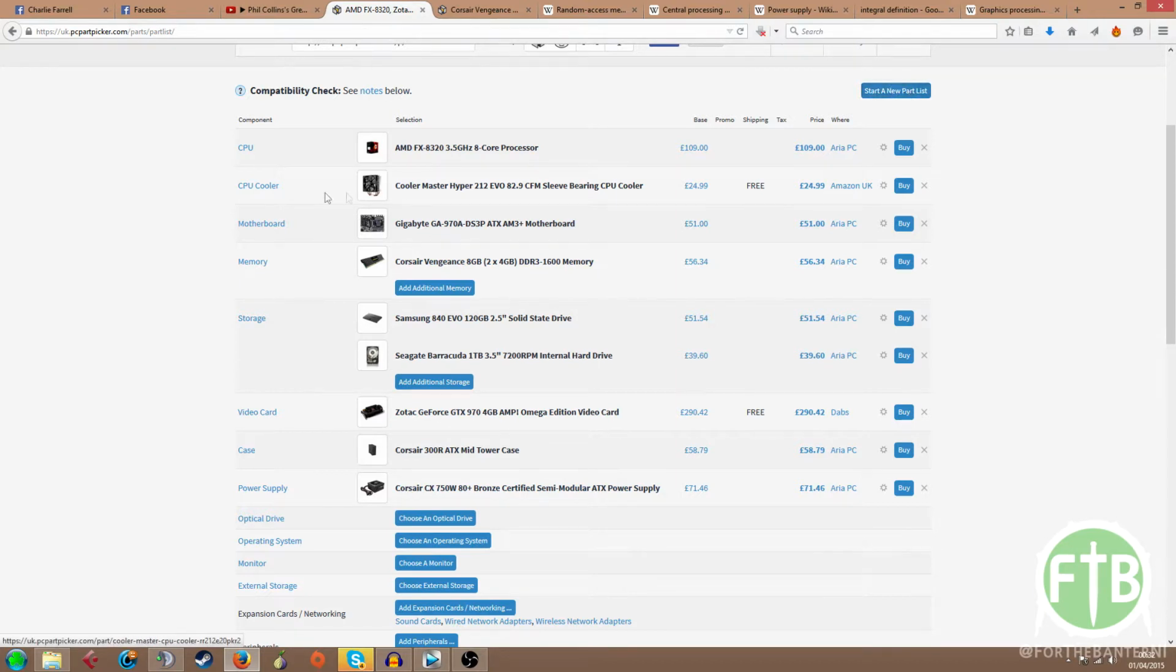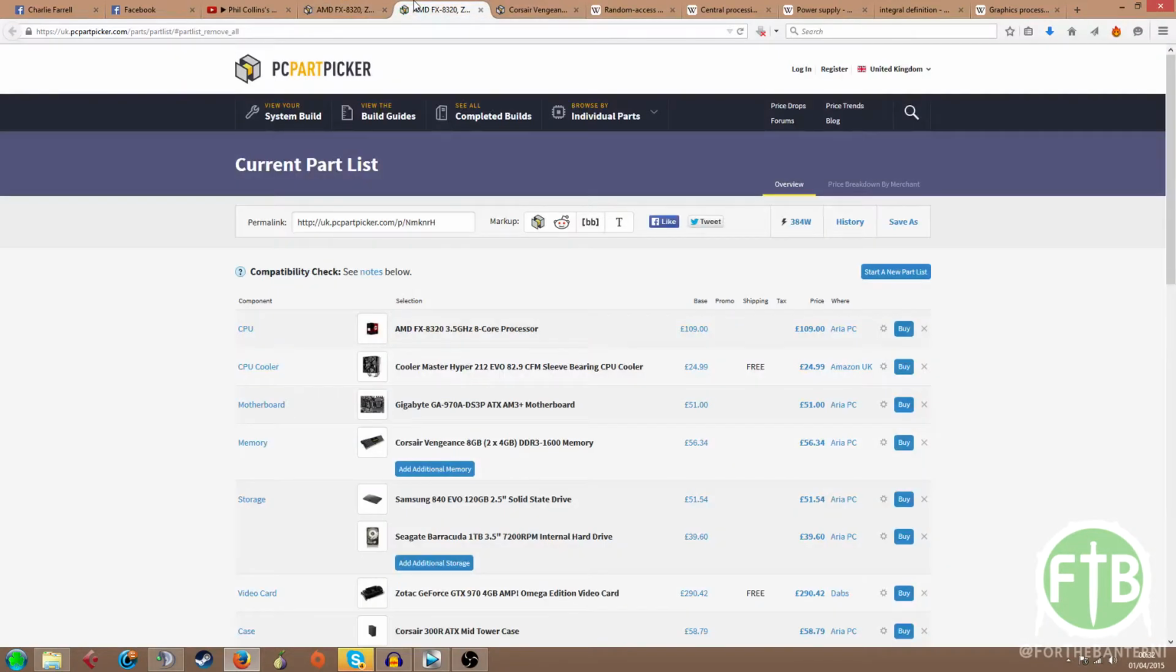It also gives you an estimated minimum wattage, which is a very handy thing. Basically, with your power supply, the different power supplies have different wattages, and for example, some of your computer parts may draw more power than others. You might find out that you need a higher wattage power supply than what you first thought because of how power hungry your components are.